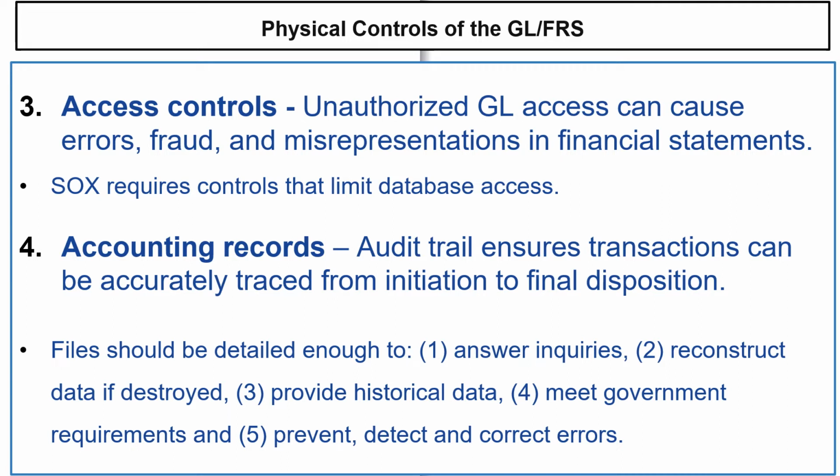Number 4 is accounting records, by having audit trails, ensuring the transaction can be accurately traced from the initial to the final destination. Files should be detailed enough to answer inquiries, reconstruct data if destroyed, provide historical data, meet government requirements, and lastly, prevent, detect, and correct errors from occurring.